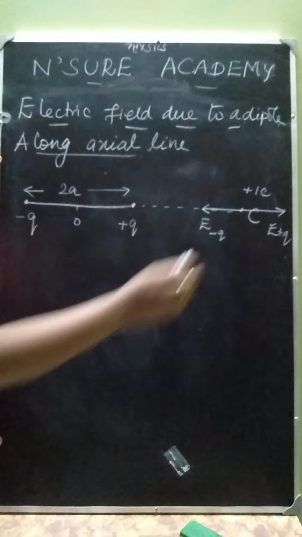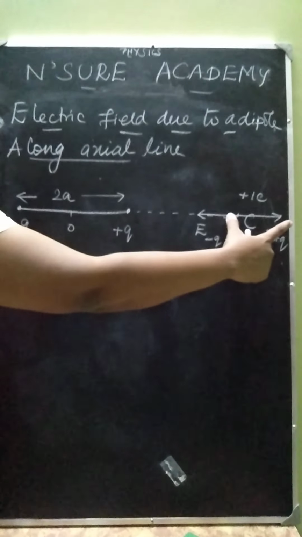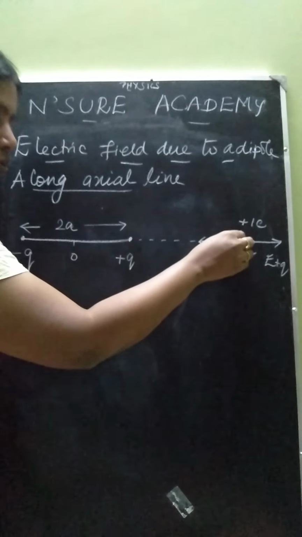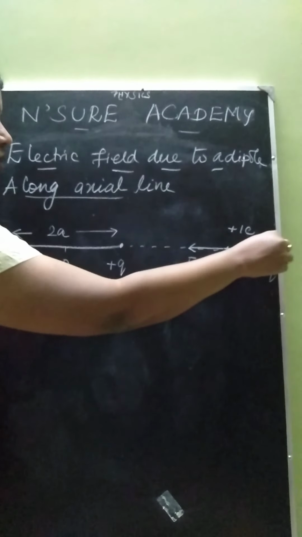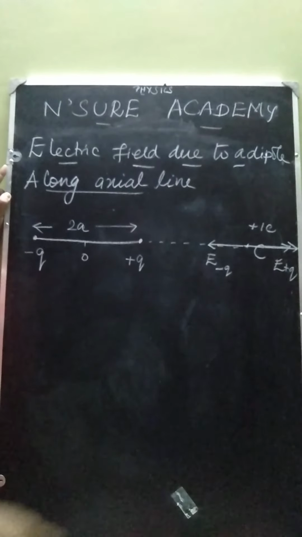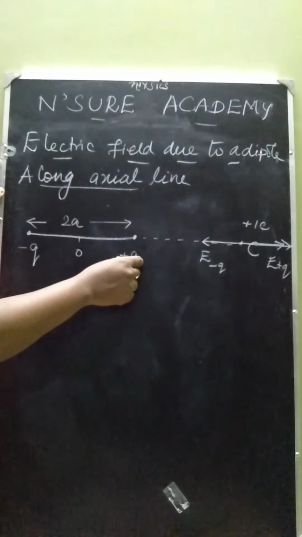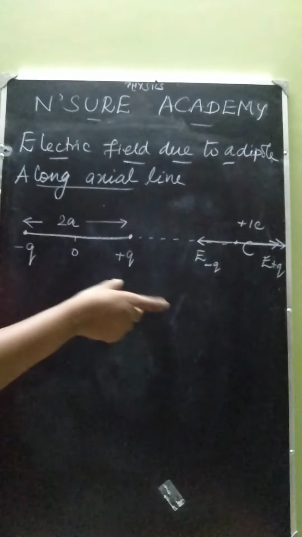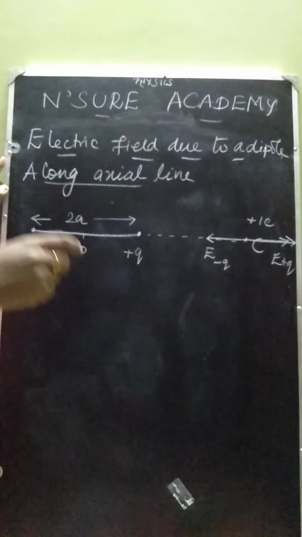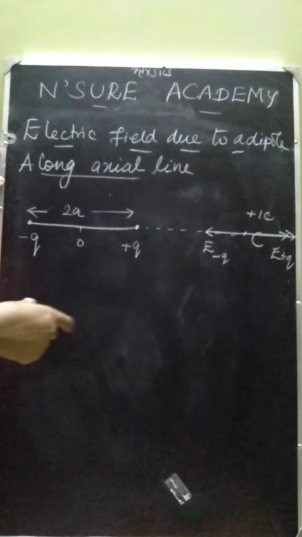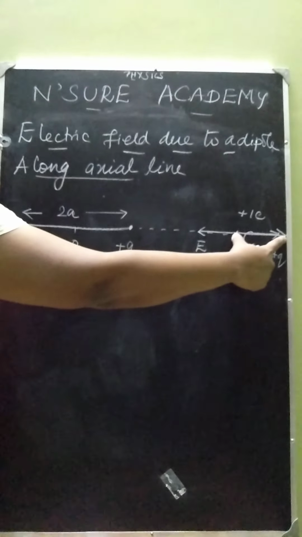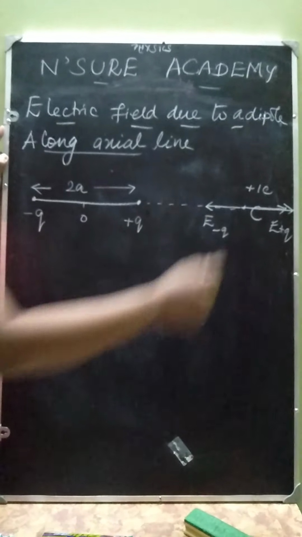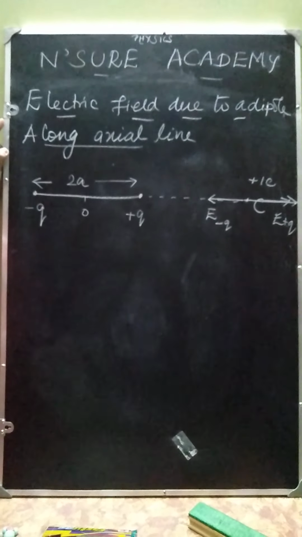So E minus q, if you look at the length of the line, will be shorter compared to E plus q. You need to draw it in such a way that E plus q is very long compared to E minus q. Why? Because the plus q is closer to the test charge. Whenever the charge is closer, the electric field will be larger as a vector, it's a vector quantity. So E plus q is greater than E minus q, and we need to represent that by the length of the vector line itself.